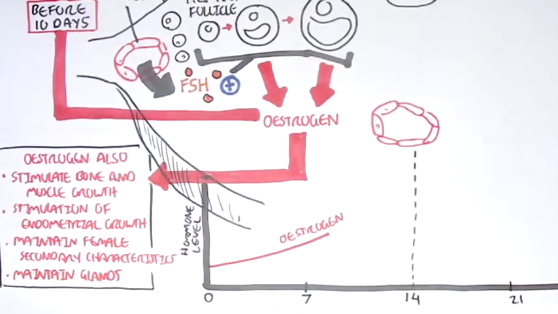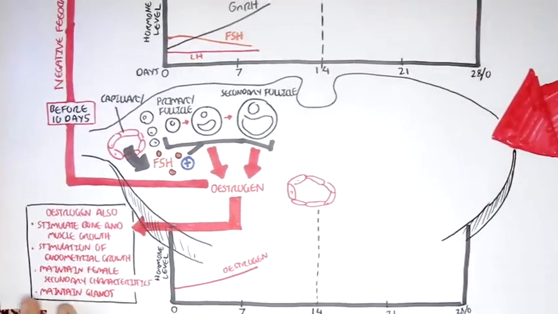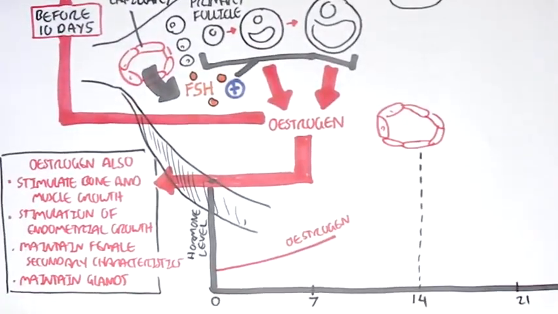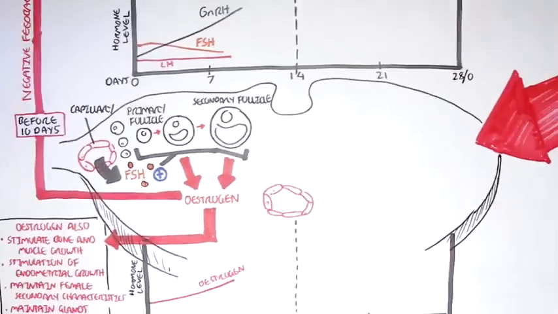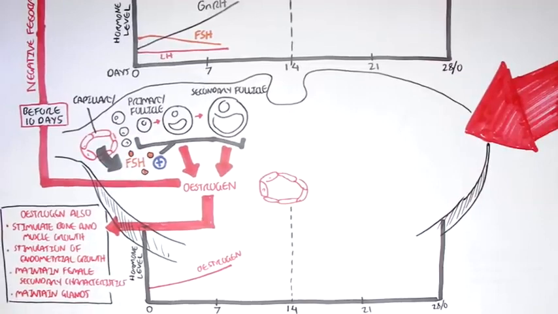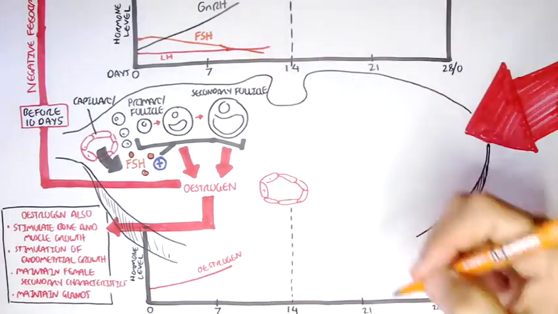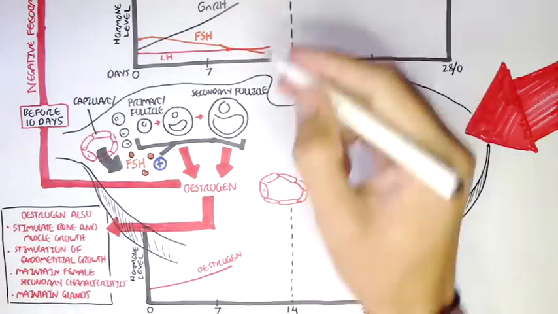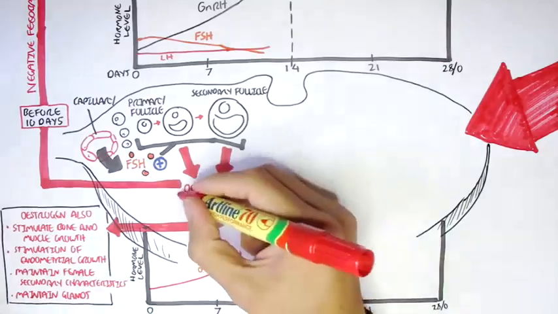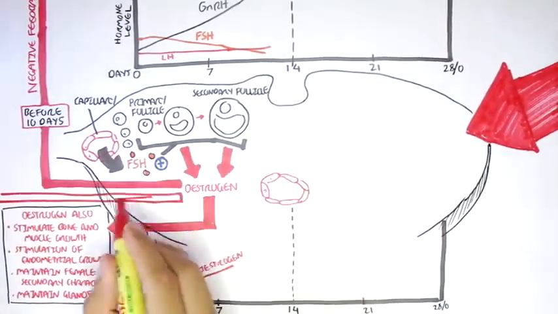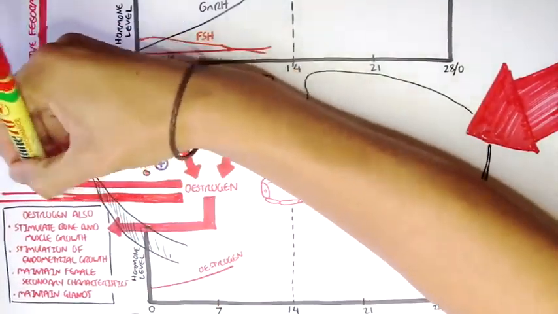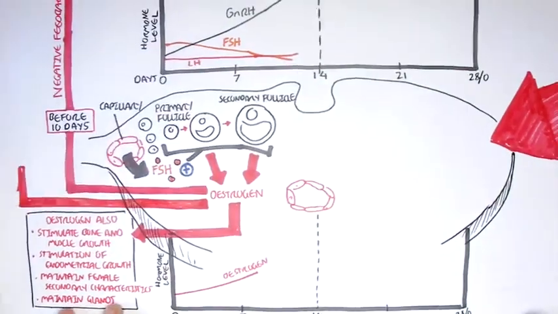So just to draw this graph up to 10 days of the menstrual cycle, we see a steady low concentration of luteinizing hormone due to the inhibitory effects of estrogen, remember, in the first 10 days. And we also see a steady drop of follicle-stimulating hormone due to the increase in estrogen levels as well, which has a negative feedback. So what happens after 10 days?